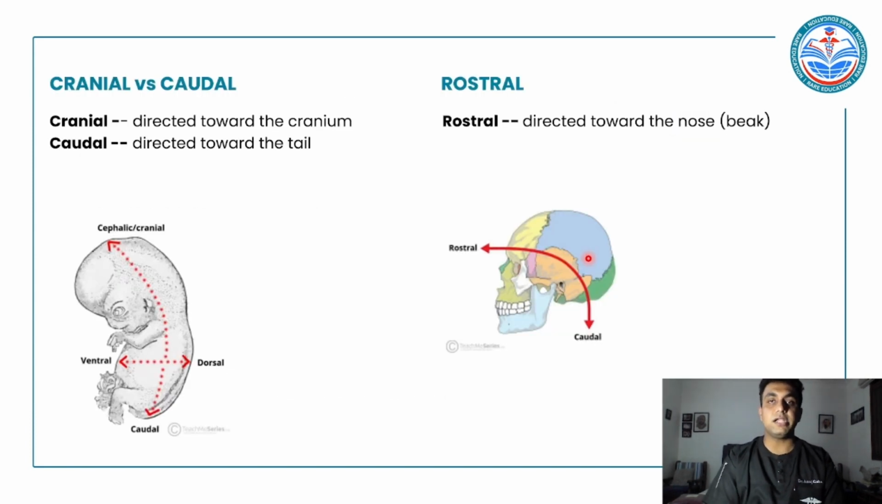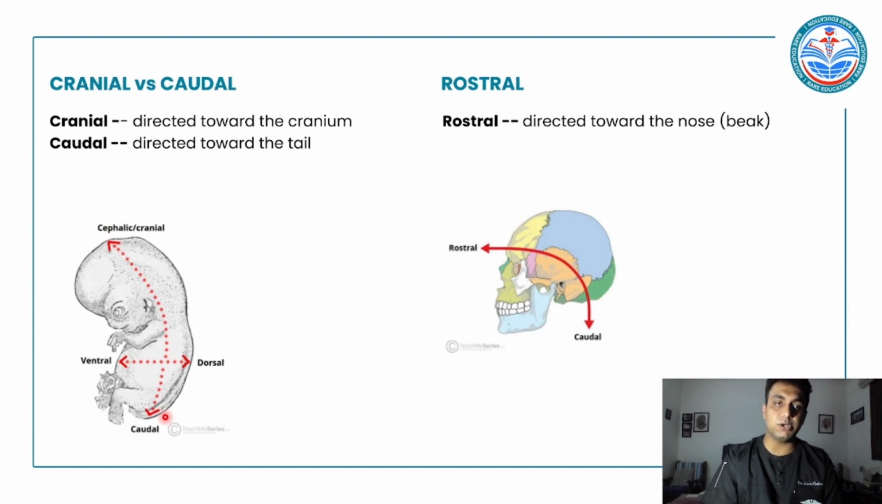Now, the second terminology that you should remember is cranial versus caudal. A lot of students make mistakes here. We have to just remember a simple trick: cranial means anything that is directed towards the cranium. Now, what is a cranium? Cranium is your skull or your brain box. So, whatever is directed towards the brain box is called cranial. Whatever is directed towards your tail, towards your sacrum and coccyx, is called caudal.